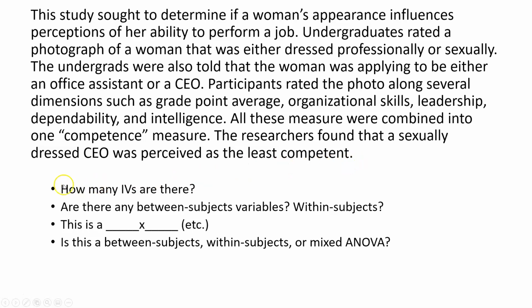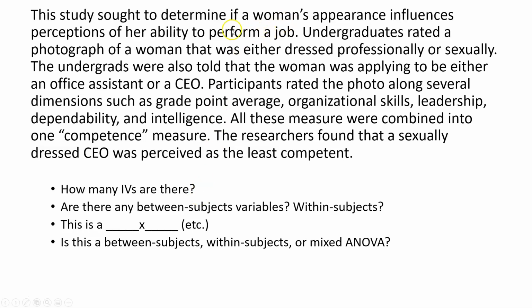I want you to answer these questions. Pause your video and do the best you can, pushing play when you figure these answers out and you're ready to go. Hopefully you discerned that the number of independent variables, or the number of factors, was 2. The 2 factors were dress and job type.